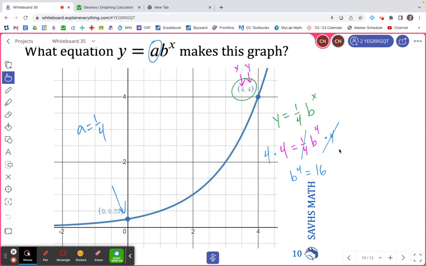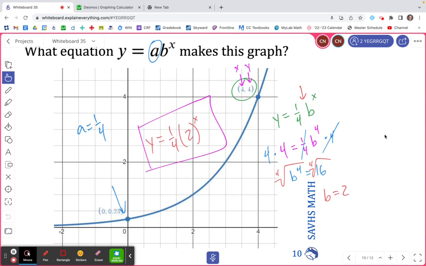And now I know, based on last unit, that if I solve for b, I need to take the 4th root of both sides. And the 4th root of 16 is just 2, so b equals 2. So now I know this number also, that's 2. So my equation is y equals 1/4 times 2 to the x, and there it is.